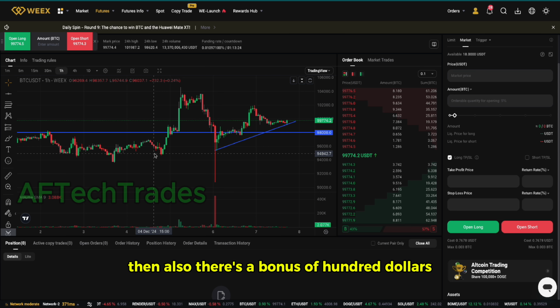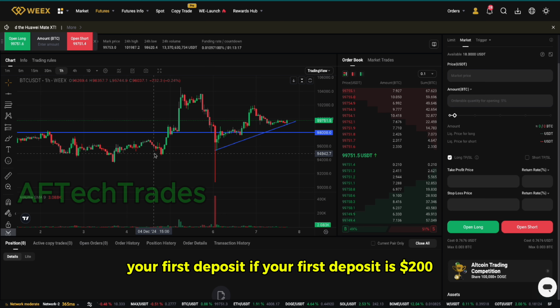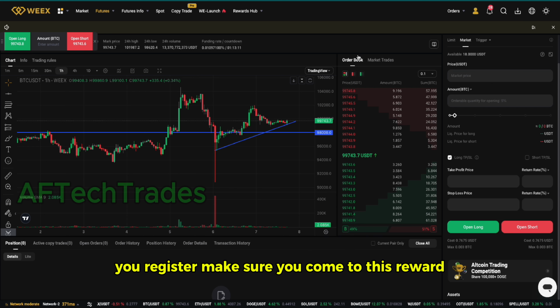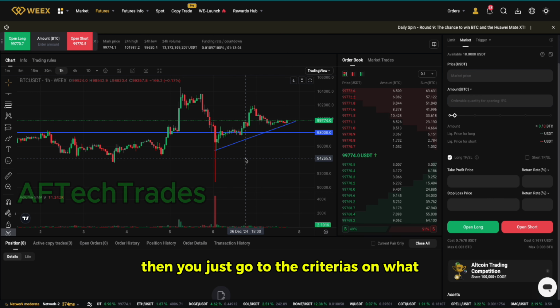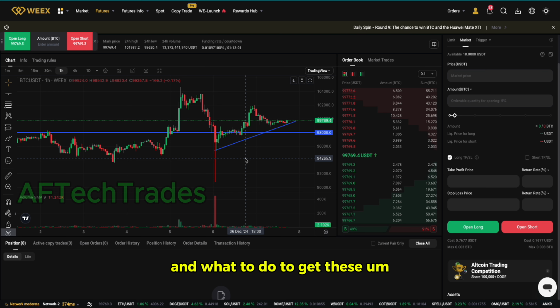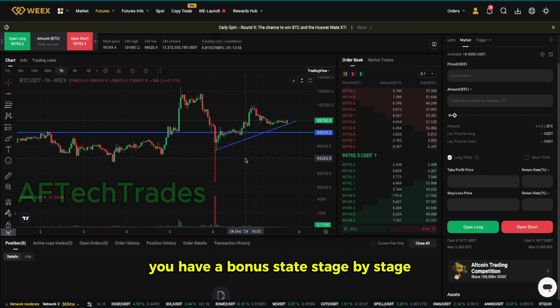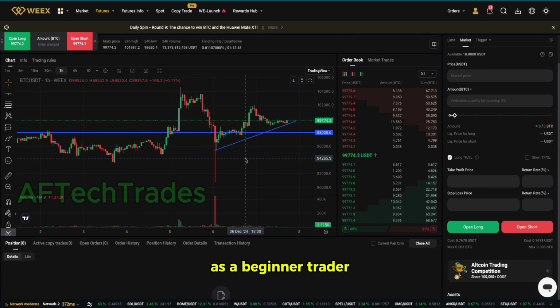Then also there's a bonus of $100 if you deposit $200 instantly. If your first deposit is $200, they will give you $100. What you do immediately, you register. Make sure you come to this reward hub and click on welcome bonus. Then you just go through the criteria on what to do to get these free bonuses. I think immediately you register, you have a bonus stage by stage. I hope this clarifies everything as a beginner trader.